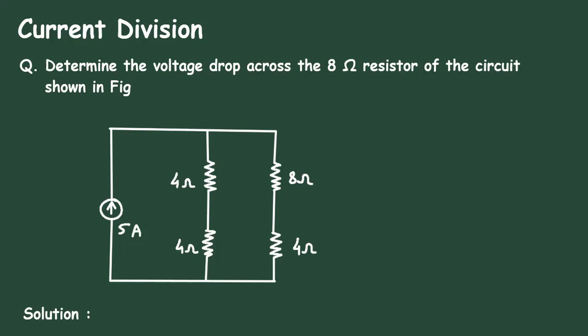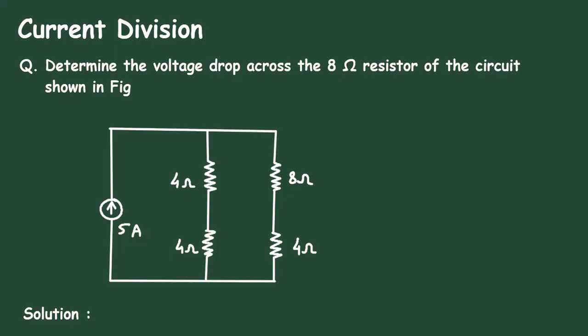Current division. Question: find the current flowing through the 6 ohm resistor in the above figure. So here in this circuit, we have to find the current through this 6 ohm resistance. So here we can apply the current division rule. So let's solve this.